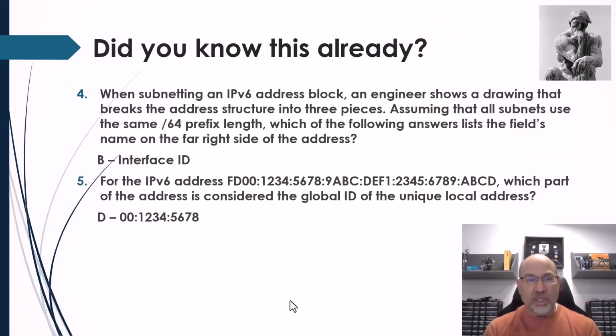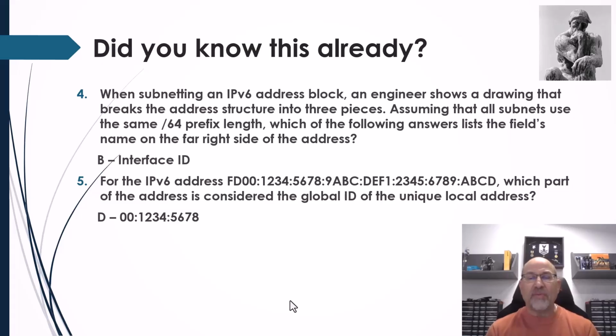Question number 4. When subnetting an IPv6 address block, an engineer shows a drawing that breaks the address structure into 3 pieces. Once again, assuming that all subnets use the same /64 prefix length, which of the following answers lists the field's name on the far right of the address? That's 64 bits of address space for host. That's called the interface ID.